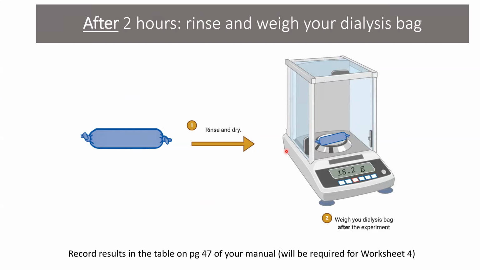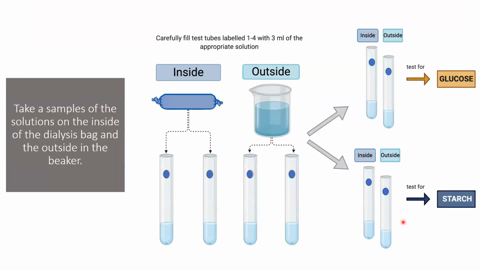Once the experiment concludes, you rinse and dry your bag, you weigh it, and you see what happened to the weight. Did osmosis occur or did it not? And then you're essentially going to take 4 test tubes. I blocked out the numbers because I've noticed that the professors use different numbers than what your lab manual indicates, so I didn't want you guys to get confused.